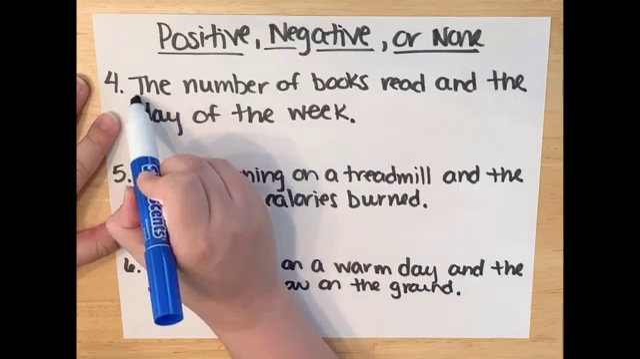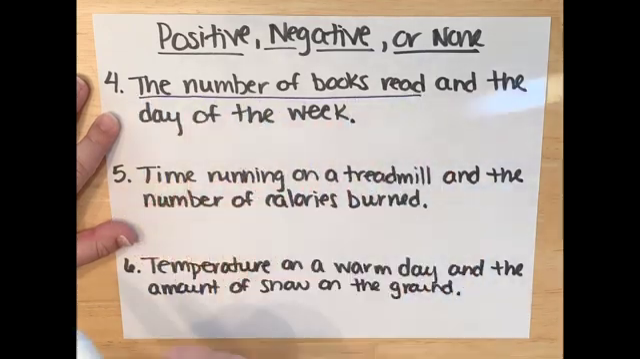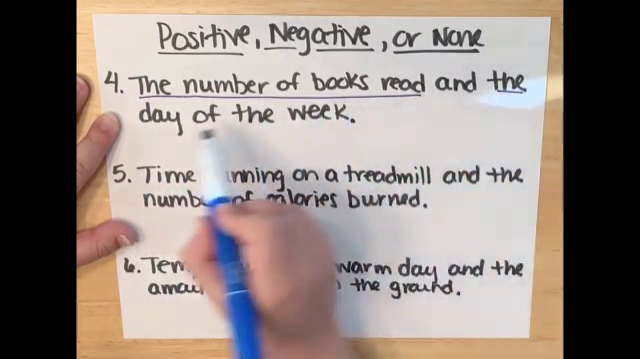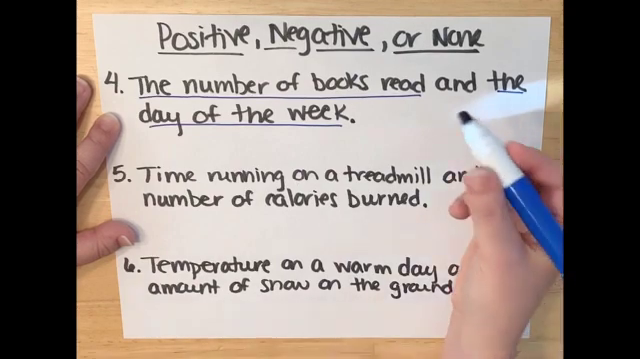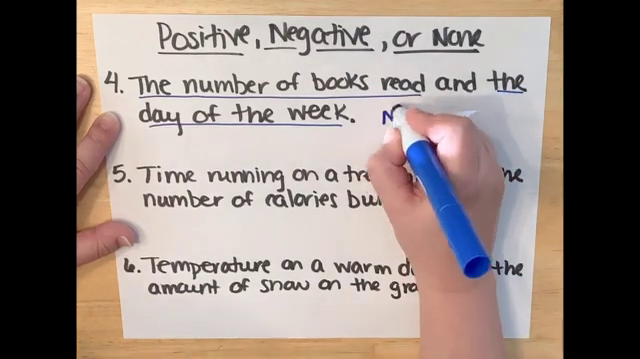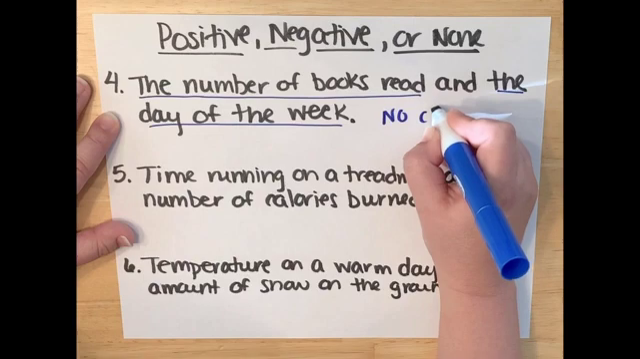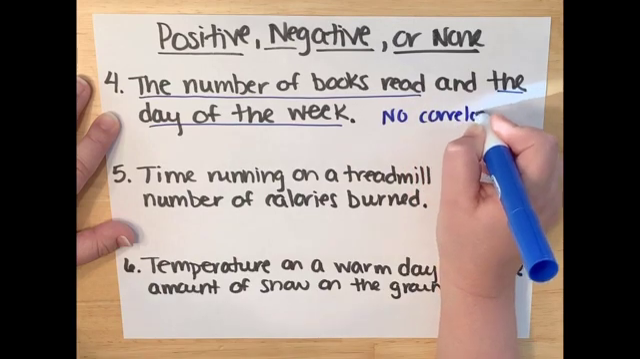The number of books read is the first thing we're comparing, and the day of the week. If I read 5 books on Monday, does that mean I'm going to read more on Tuesday or less on Tuesday? If I read 7 books on Wednesday, does that mean I read more or less books on Sunday? These really don't have any kind of relationship with each other. So we're going to say that this one has a no correlation.